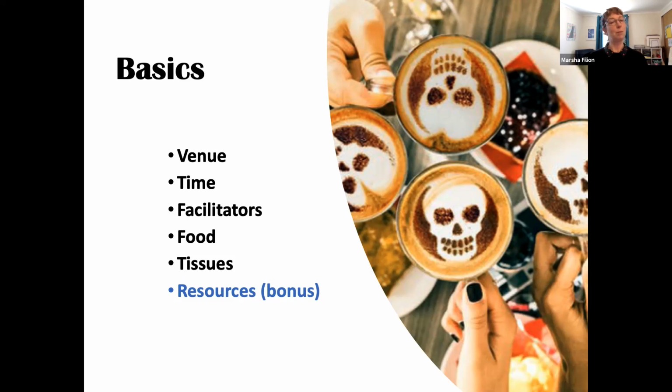Food, you'd best have cake. We found the level of response increases with the quality of the food you're providing, and really, can you blame them?